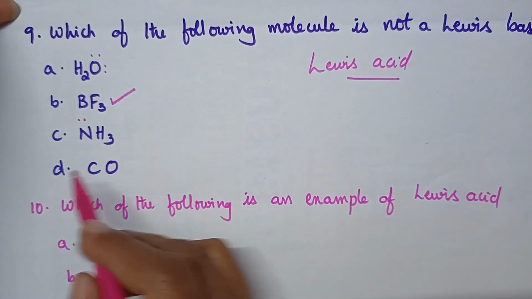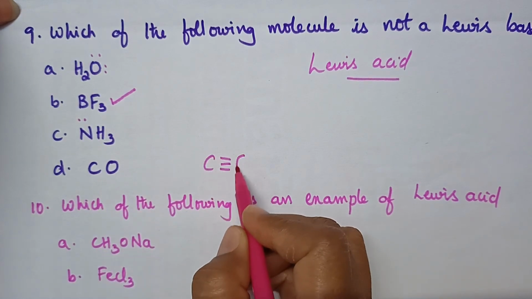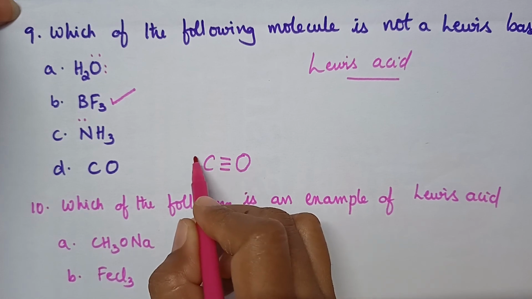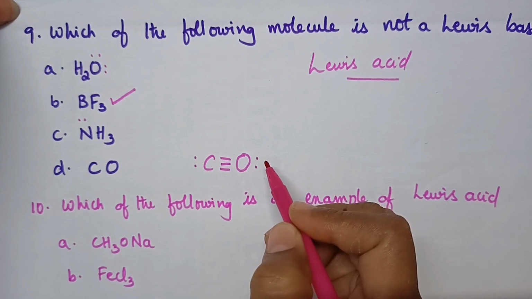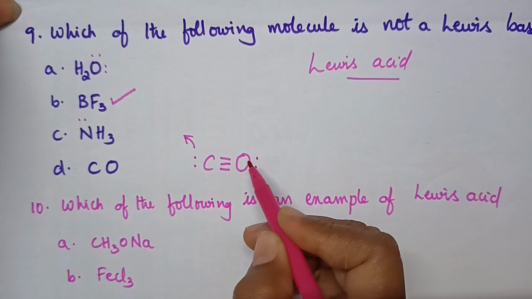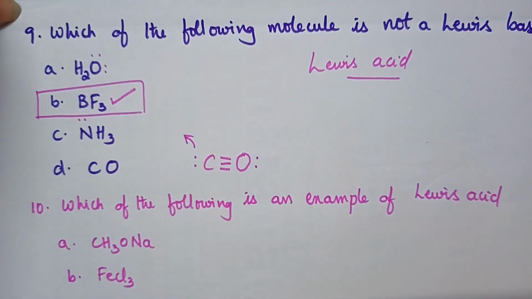And coming to option D, it is carbon monoxide. When we consider the structural formula, a triple bond is present between carbon and oxygen. Here carbon carries a pair of electrons and also oxygen carries a pair of electrons. As a result, it can act as a Lewis base. So in this case, option B is the right answer.